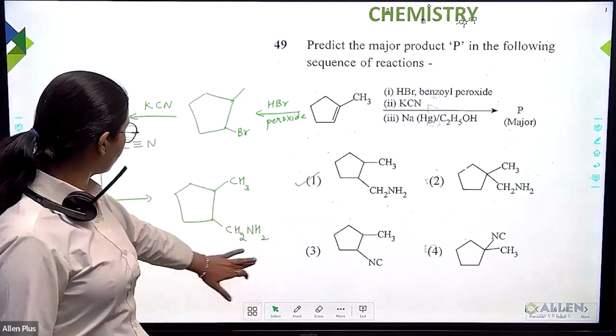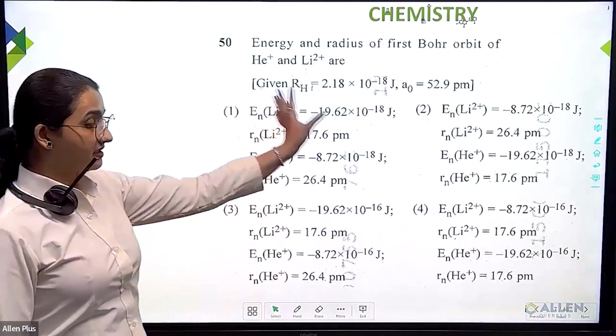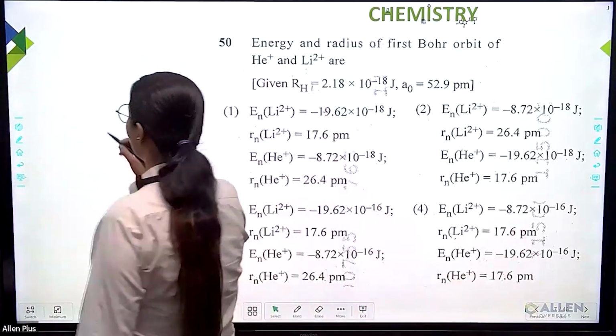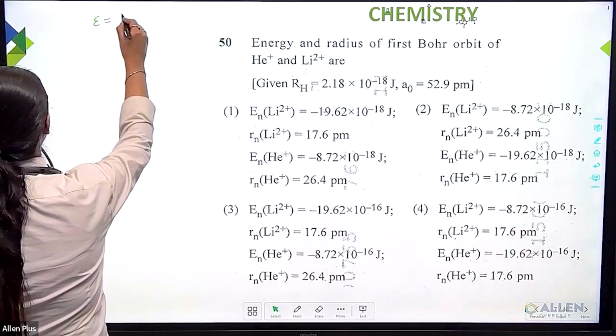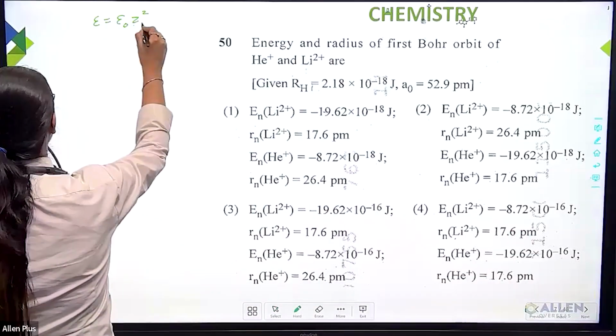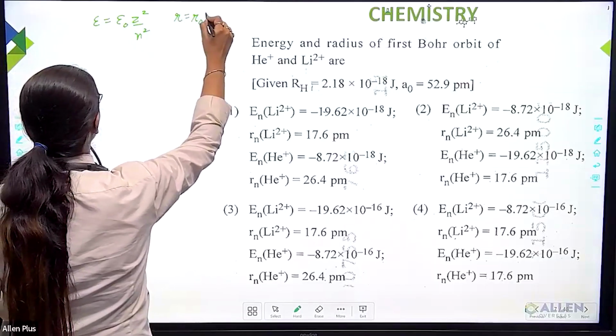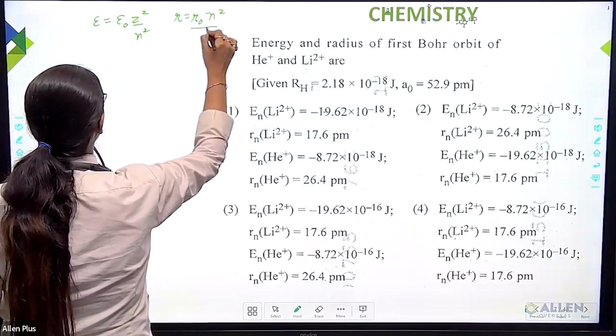Fine, let's proceed. Okay, this is again from atomic structure, direct formulas. What are the direct formulas? Energy is E naught Z square by n square. Radius is, students, r naught n square by Z.